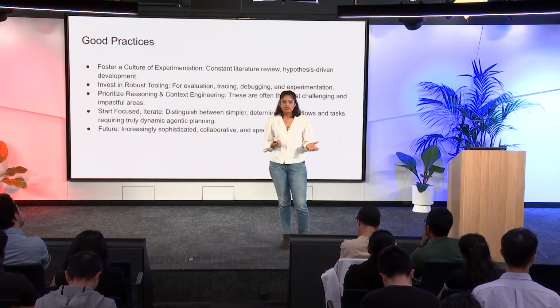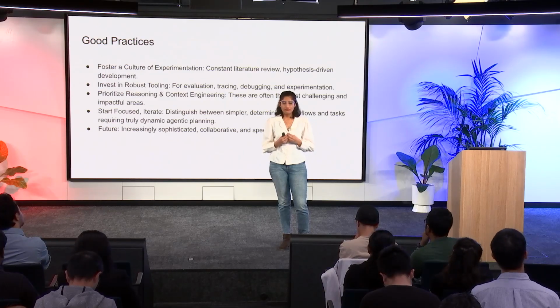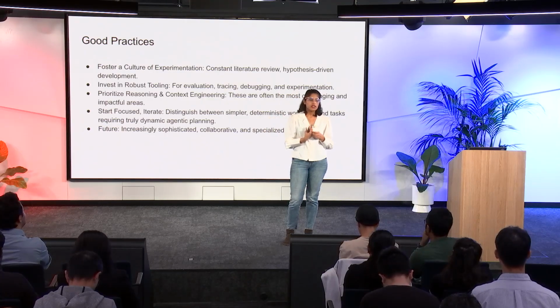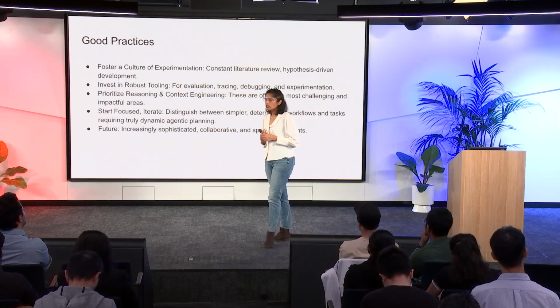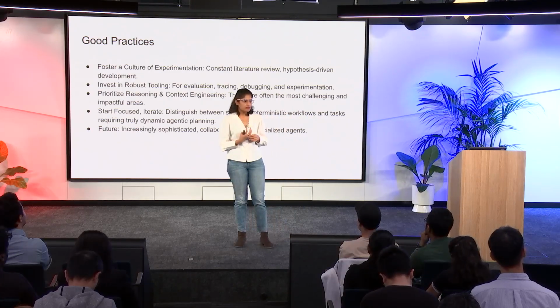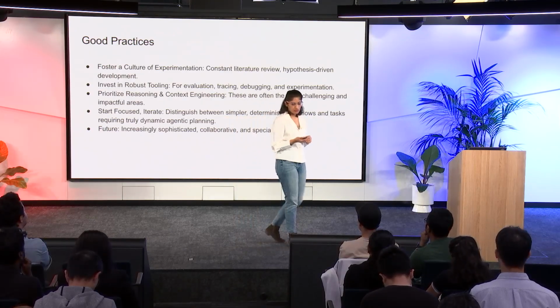Then, start focused and iterate. That's very important. For the projects that I did, we started very small and then we sort of built on it, and the architecture evolved as we went through that. And I think in the future, we're definitely going to see more sophisticated agents that can run for longer, can be more specialized and can collaborate. For example, Deep Research is a good example of it. Replit just announced, I think, Agent 3. It has 200 minutes of running time, so that's pretty cool.